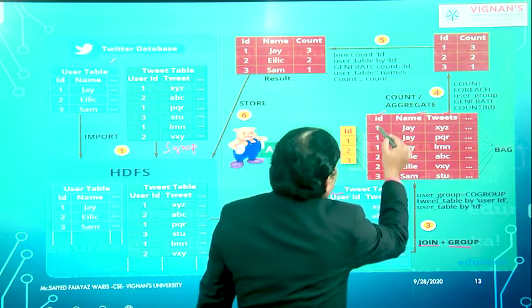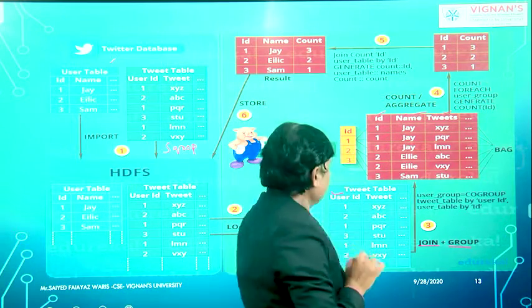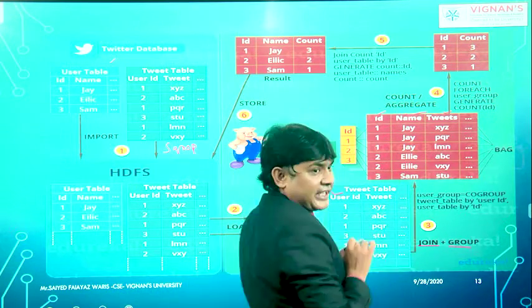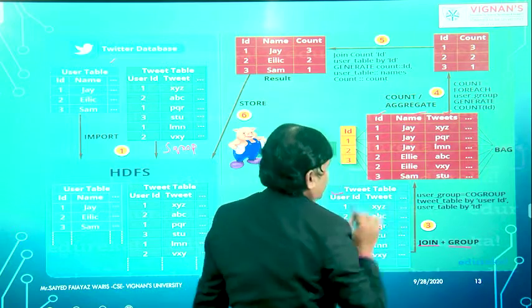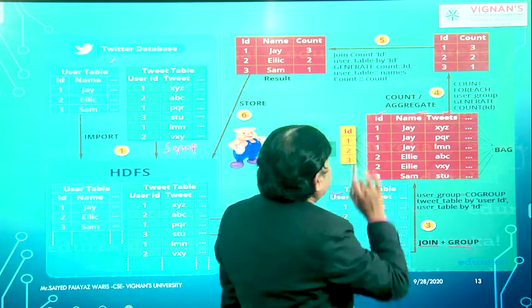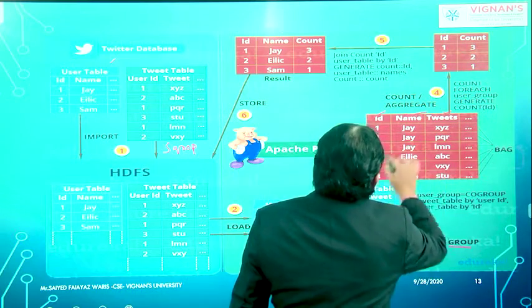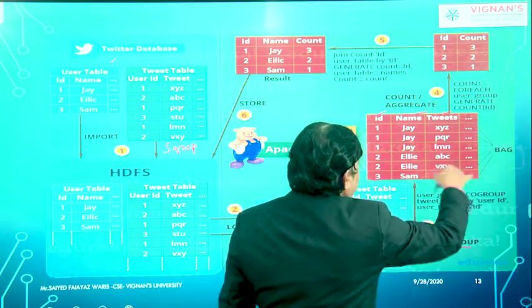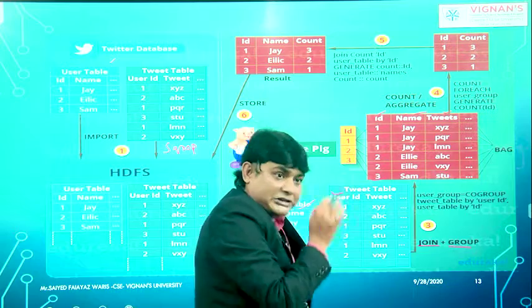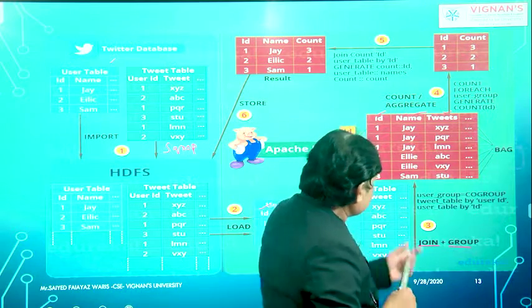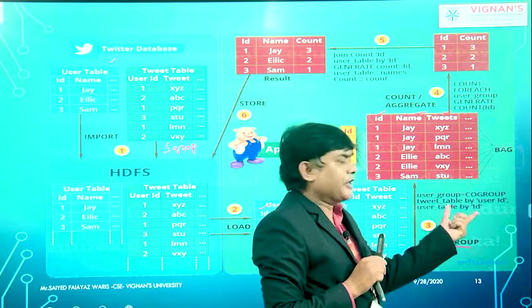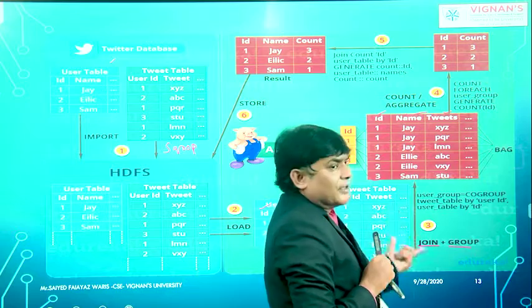So 1 1 1 is one group. Then we have 2 2, the second group, and then we have three groups, and you can arrange them in this format. They are going to do some kind of processing, and for that they are going to write some script. You are going to write some script, and you are performing some kind of processing.